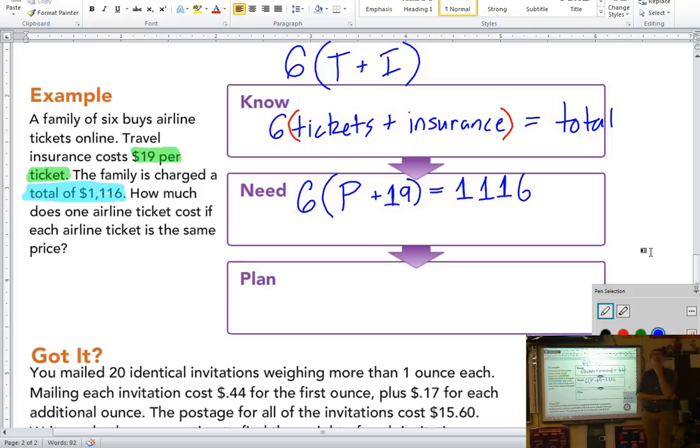$1,116. I'm going to give you guys a minute and 10 seconds to solve this out. Price of the ticket. Go for it. Because I know where I want the second hand to stop, just so I have a reference. You can work with each other if you'd like.